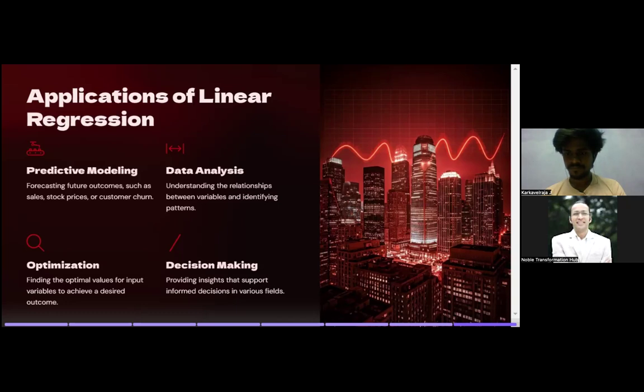Then decision making: it provides insights, supports informed decisions in various fields. This is the power of linear regression, guys, when we do the application. So let's move to the other section.